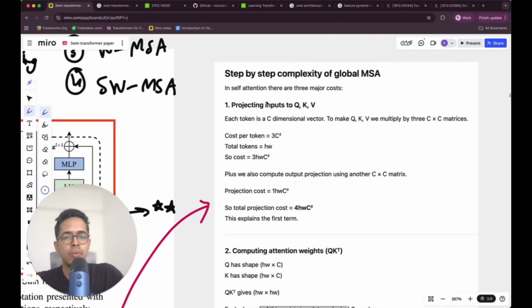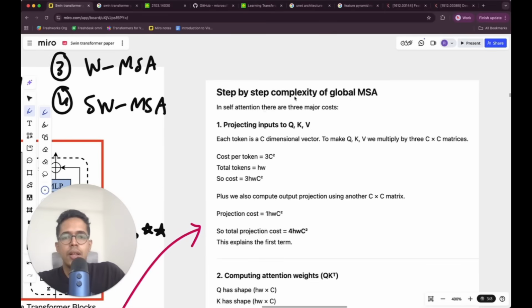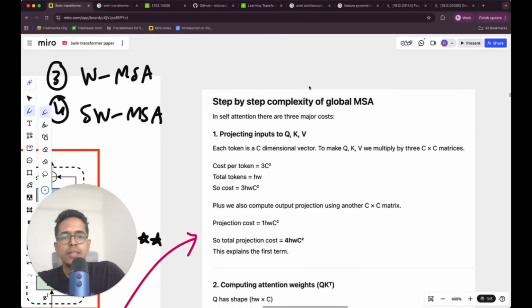It's correct. So we can go through this. Let's go through step by step calculating the global multi-head self-attention complexity like in Vision Transformer. First, complexity is associated with projecting input into query key value space, so that we need Q, K, V values. So query key value space is obtained by starting from a C-dimensional vector, right?